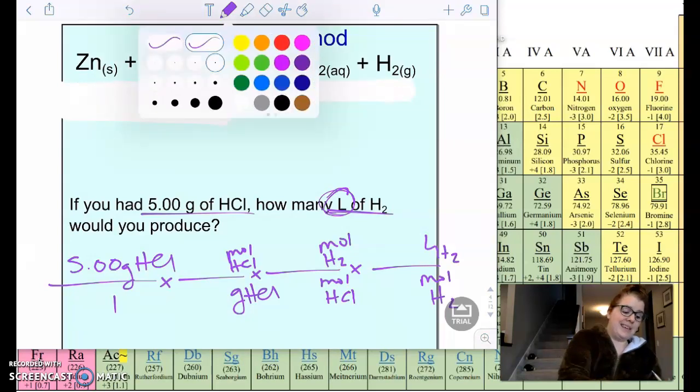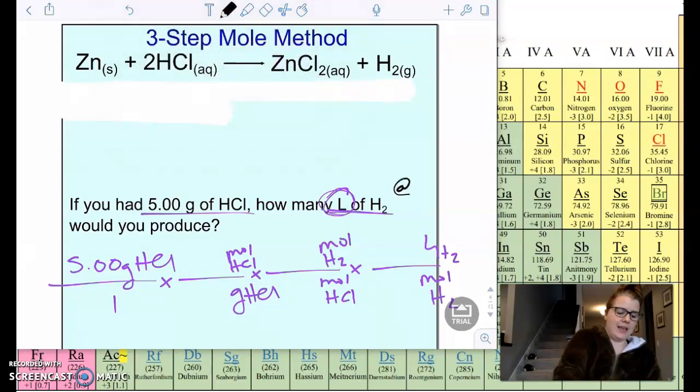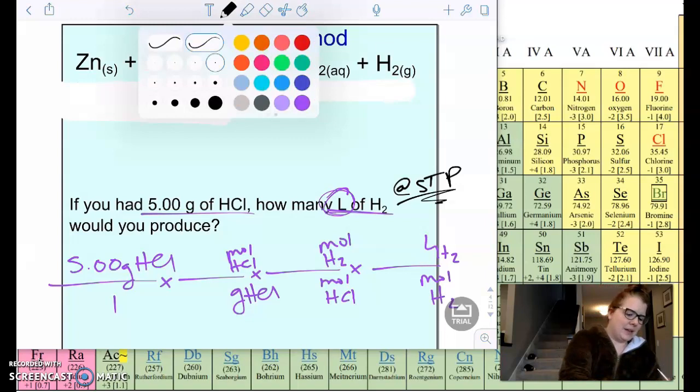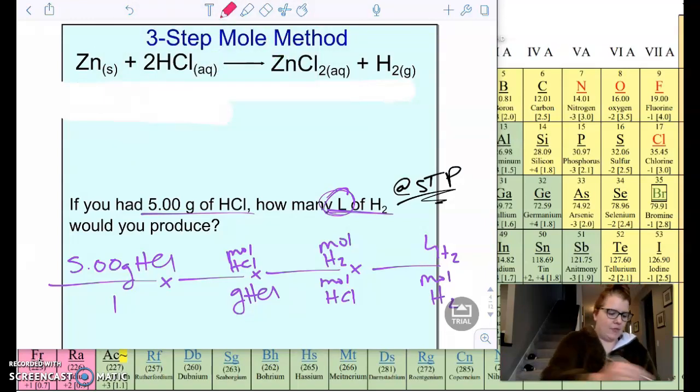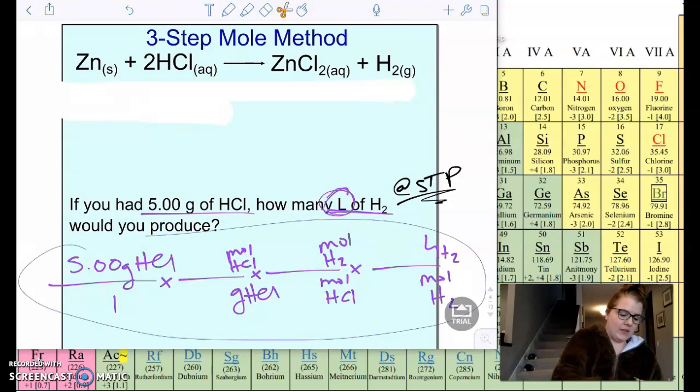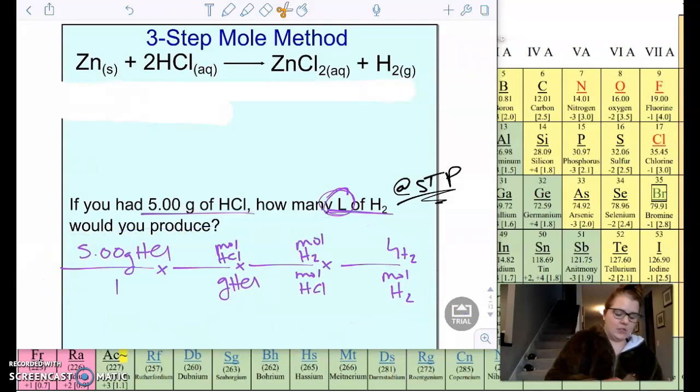If this was being a better question, I would probably say at STP. So let's pretend it's at that. Okay. Let's go ahead and plug in our values. For molar mass, remember we're going to get those values from the periodic table. So for hydrochloric acid, it's going to be hydrogen and chlorine. So hydrogen is 1.01, chlorine is 35.45.